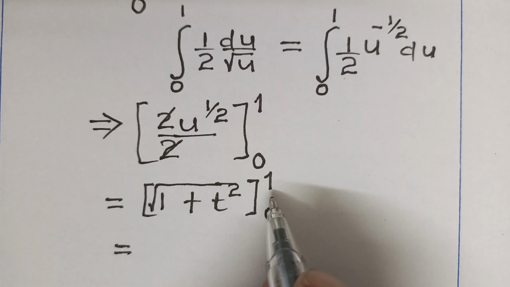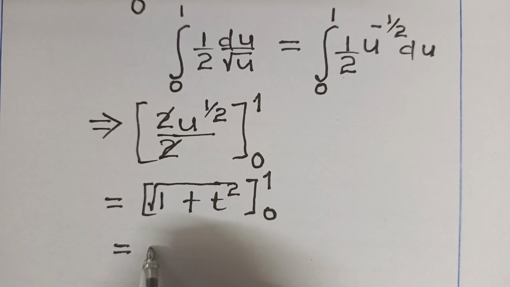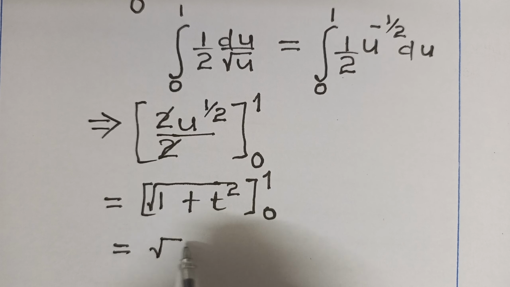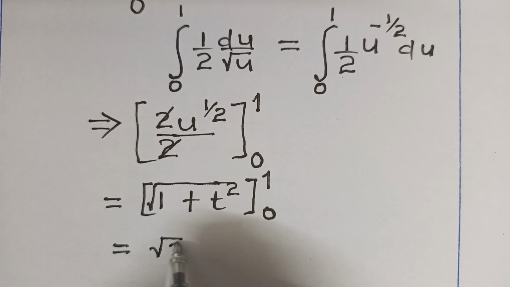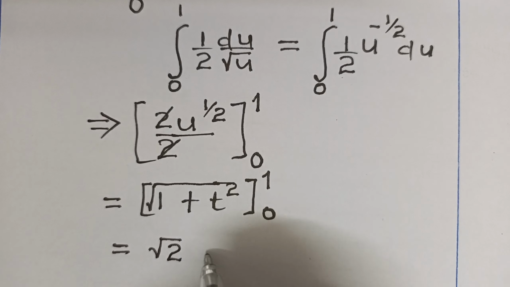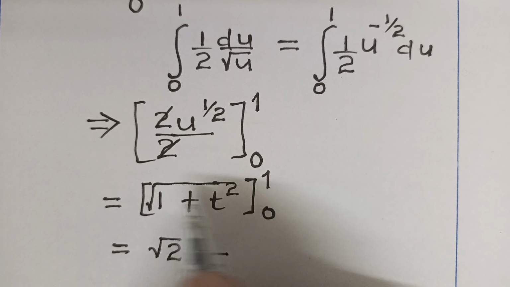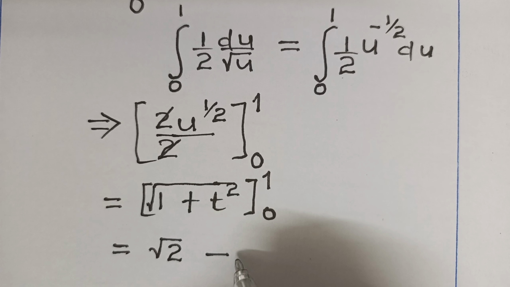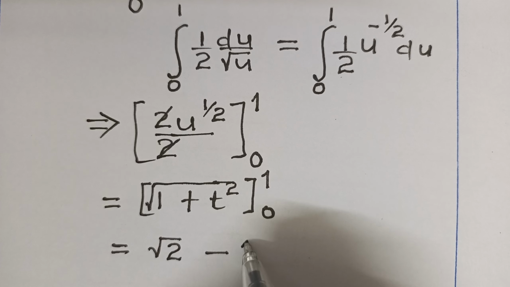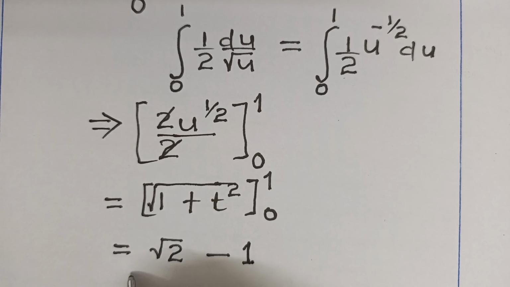So in the first case for 1, we are going to have square root of 1 plus 1, which is square root of 2. Now minus, we replace for 0, we shall have square root of 1, which is the same as 1. And so therefore, guys, this is our solution.